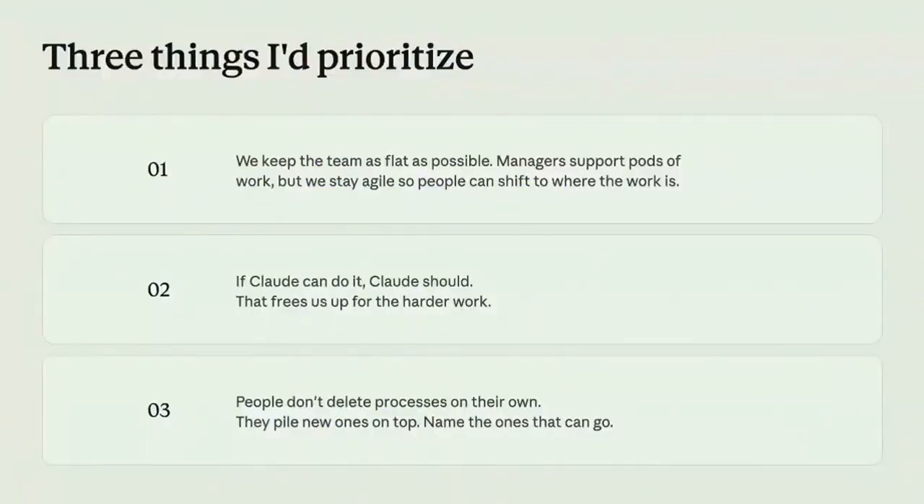If I zoom out, what were the three things I prioritized when I joined Claude Code that I felt would make the biggest difference? First, keeping the team as flat as possible. Managers really support pods of work, but really keep it agile. For example, on Claude Code and Cowork, we have one overall team mission. Sometimes when you start creating pods, each pod then wants to set up its own mission, and anytime you have to shift, it might take a lot of time to walk people through that. But it's really as flat as you can. I felt that served us really well.